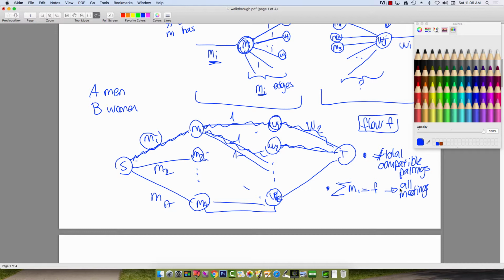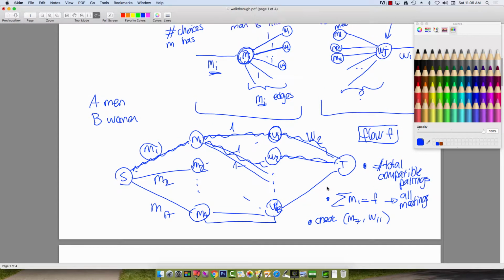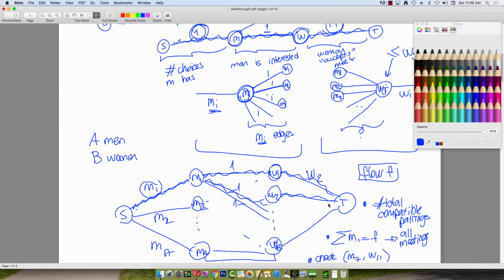Okay, and the last thing is to see how do we check for, let's say, man 7 and woman 11. How do we check a specific pairing? In order to do that, we already showed it up here. We said, if we can find this flow here, let me show a different color if I can do that. I can't, never mind.